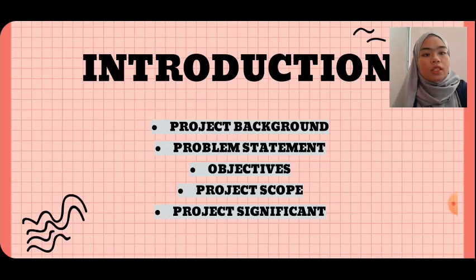For Chapter 1, Introduction, the subtopics covered in this chapter are project background, problem statement, objective, project scope, and project significance.